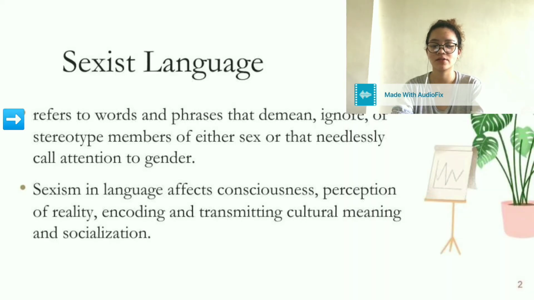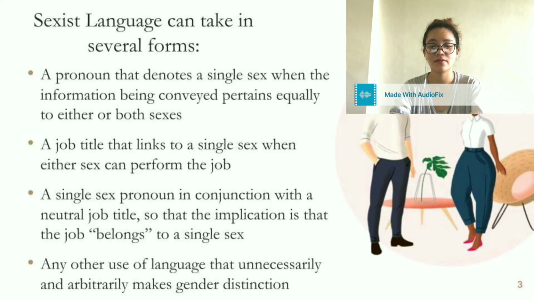Sexist language refers to words and phrases that demean, ignore, or stereotype members of either sex, or that needlessly call attention to gender. Sexism in language affects consciousness, perception of reality, encoding and transmitting cultural meaning, and socialization. Sexist language can take several forms.